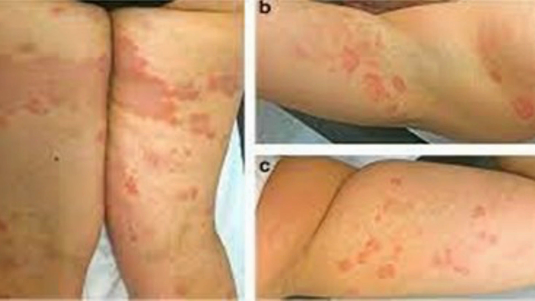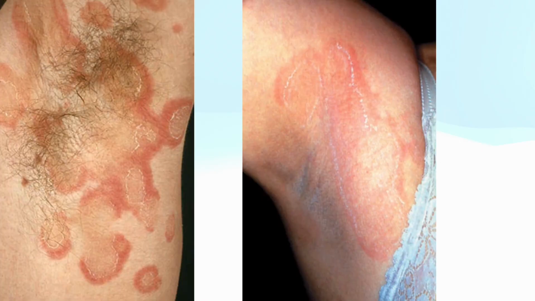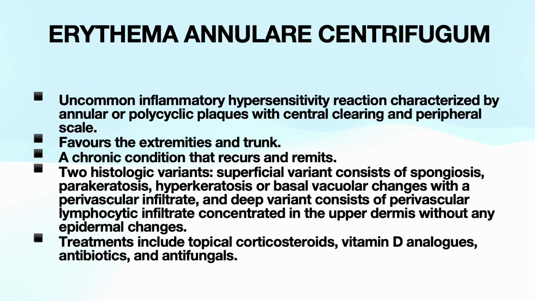And here, another set of lesion. Take a good look at it. Okay, now take a good look at it. This lesion is crystal clear. Mostly in extremities and trunk it will be there. Okay, and one more clue. It's a chronic condition. Okay, it has a recurring, remitting, relapsing course. Okay, this is nothing other than erythema annulare centrifugum.